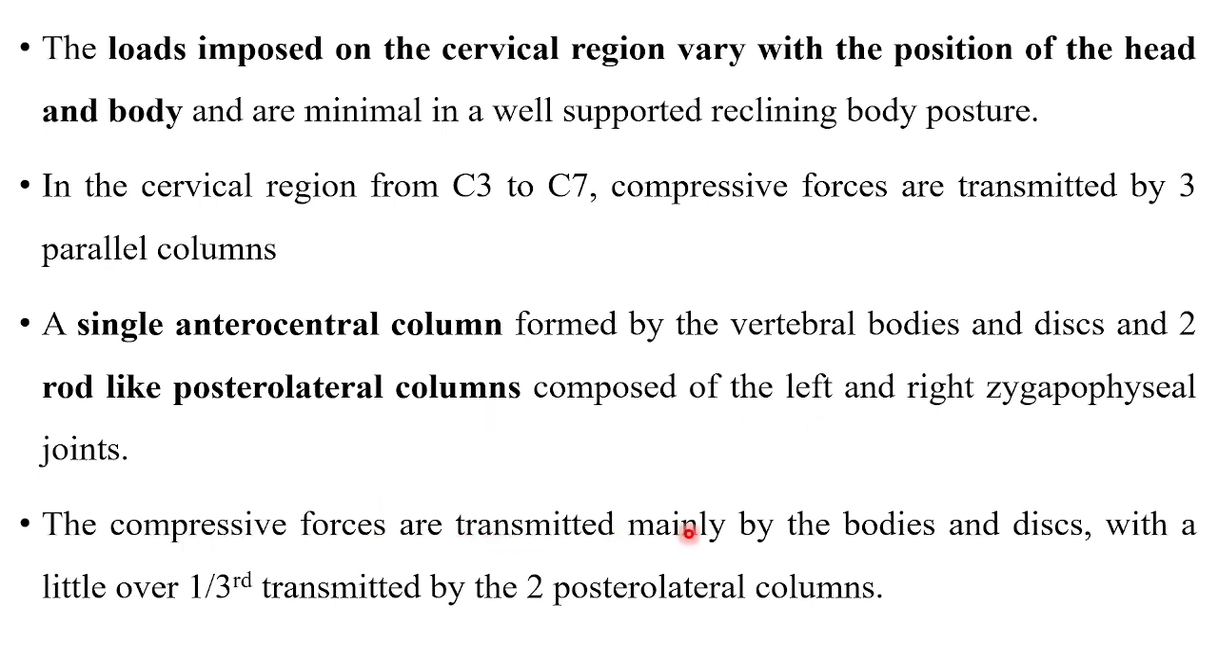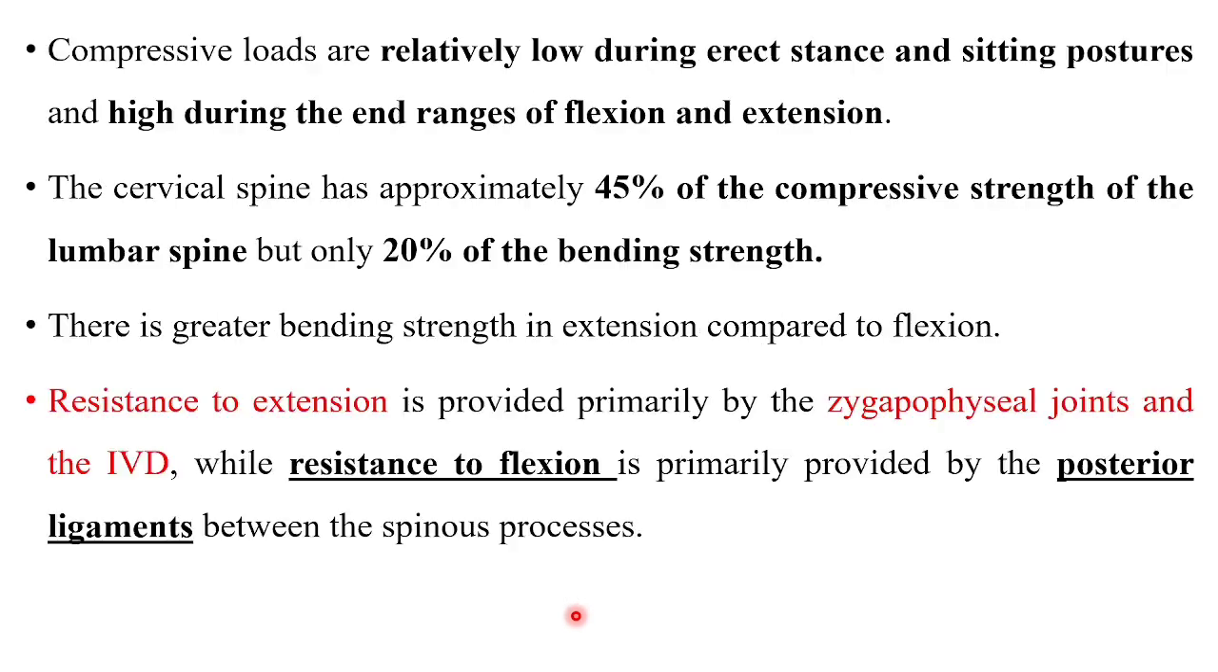The compressive forces are transmitted mainly by the bodies and discs, with a little over 1/3 transmitted by the two lateral columns. Almost 2/3 or more than 2/3 of the compressive forces are transmitted by the anterocentral column, which is formed by the body and the disc, and slightly less than 1/3 of the compressive forces are transmitted by the two posterolateral columns, which are formed by the left and right facet joints.